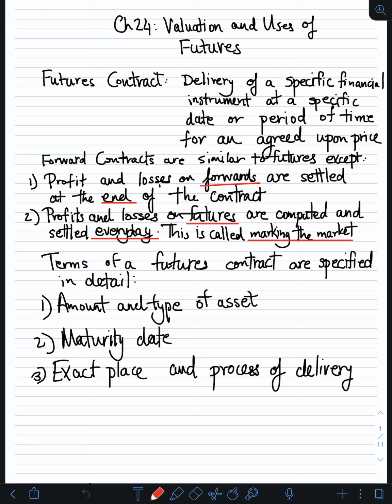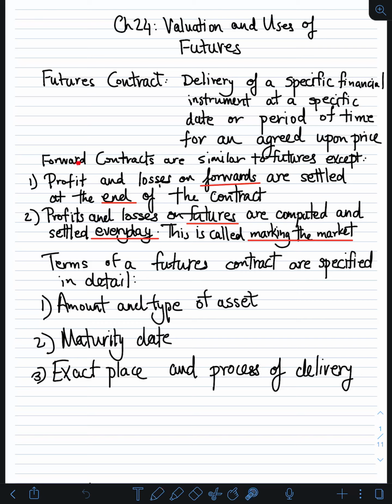So what is a futures contract? It calls for the delivery of a specific financial instrument, at a specific date or period of time, for an agreed upon price. Okay, so all these things are set: what asset is going to be delivered, what date, and what time, as well as the specific price that we've decided.